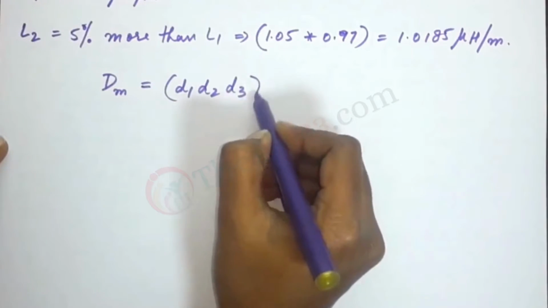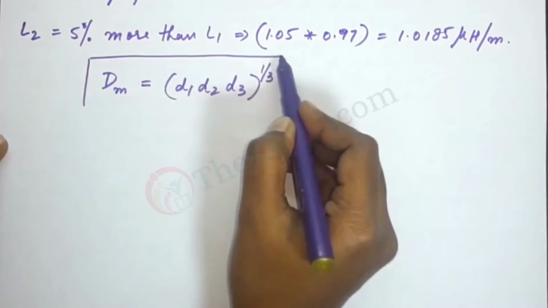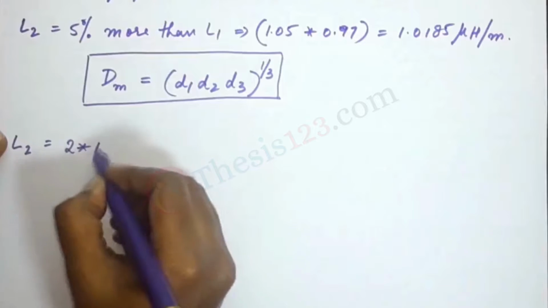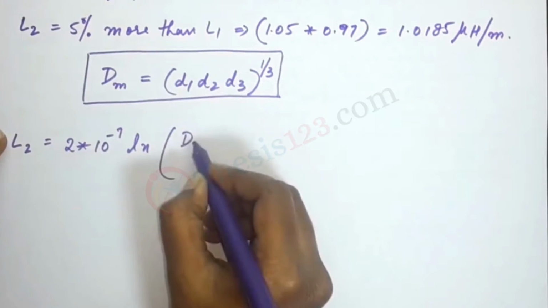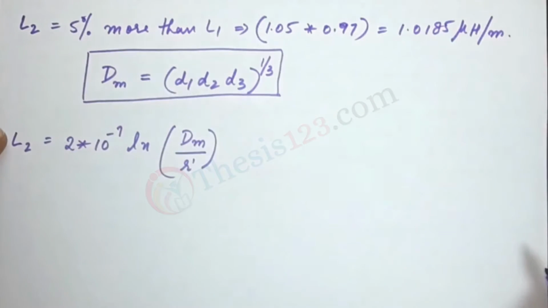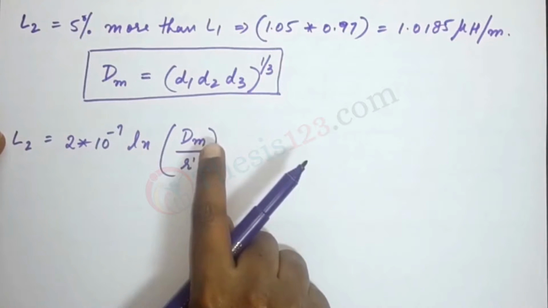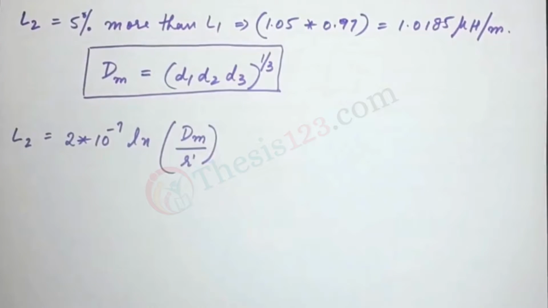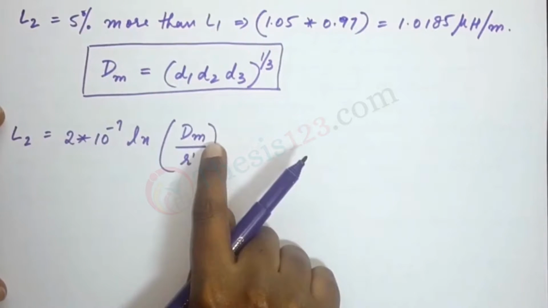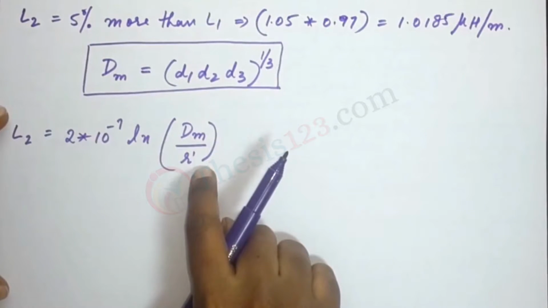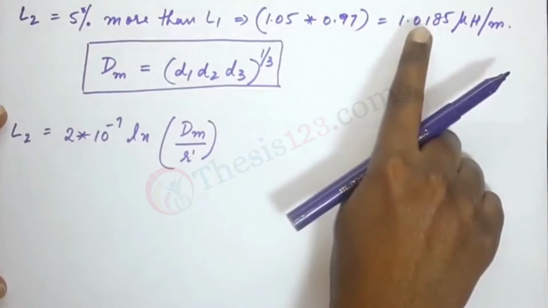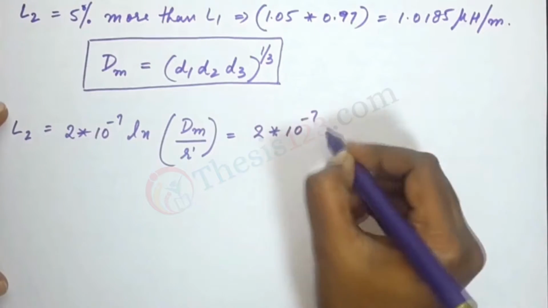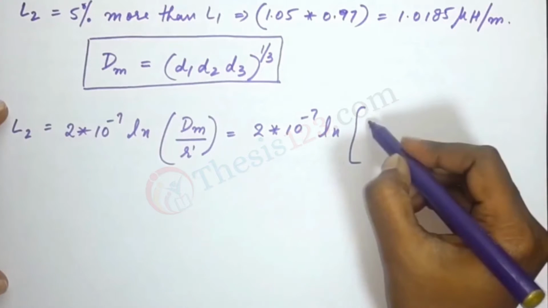(d1 d2 d3) to the power of 1 by 3. This is a formula that you have to remember. Now L2 can be written as 2 into 10 power minus 7 ln of Dm by r dash. Dm is the distance for a single three-phase circuit. Since we have 3 conductors, we need to find out the distance d, so that's what we introduce here. We have already found out what L2 is, so we substitute it here.